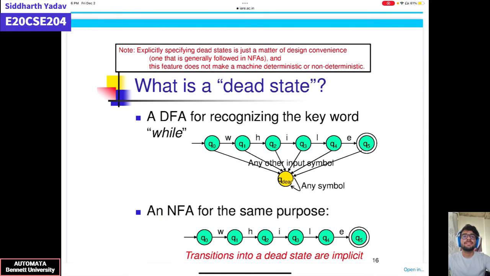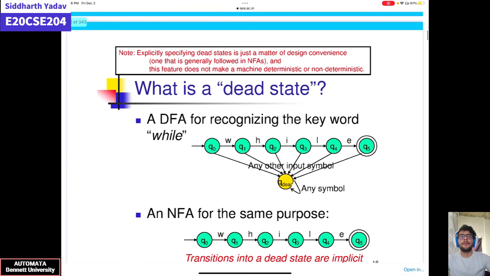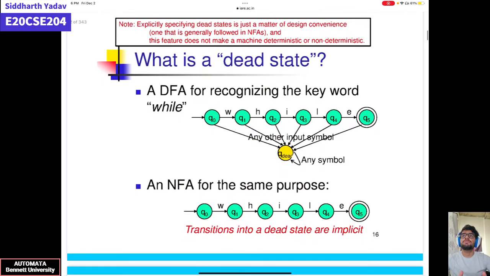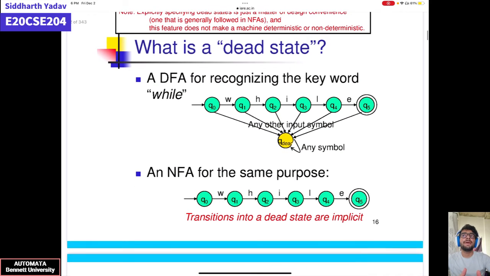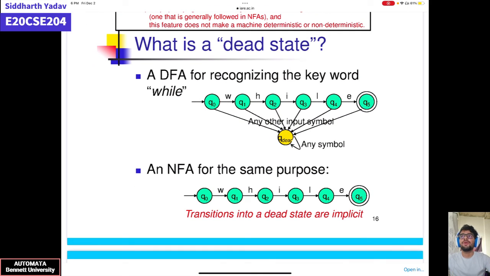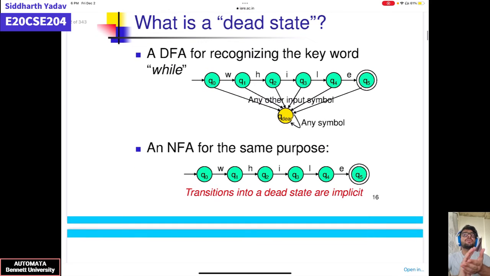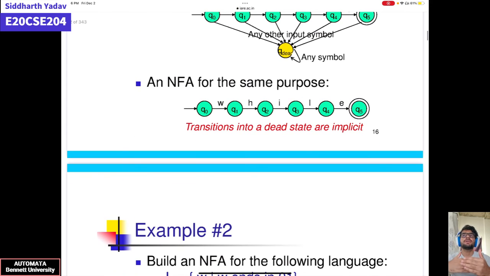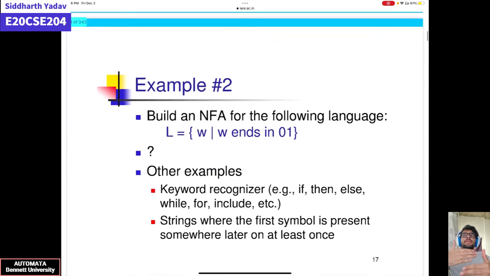Note: explicitly specifying a dead state is just a matter of design convenience. It is one that is generally not followed in NFAs, and the feature does not make a machine deterministic or non-deterministic. What is a dead state? A DFA for recognizing the keyword while: Q0, W, Q1, H, Q2, Q3, Q4, Q5, and any other symbol goes to Q dead, on any symbol. In an NFA for the same purpose: Q0, W, Q1; transitions into a dead state are implicit.